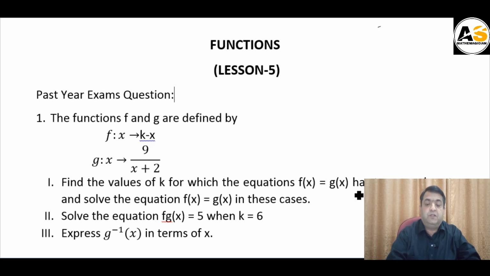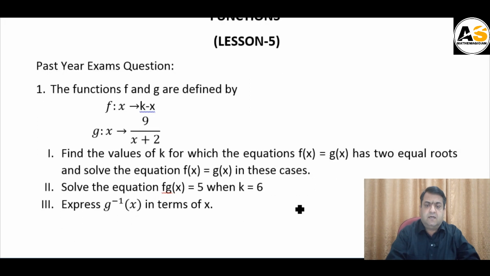That is, we will put these two functions equal and solve that equation for equal roots, and we will then solve that equation after calculating the values. In the second part, we have to find f of g of x, put it equal to 5 when k is equal to 6, and then solve that equation. And in the third part, we have to find the inverse of g. So let us start.